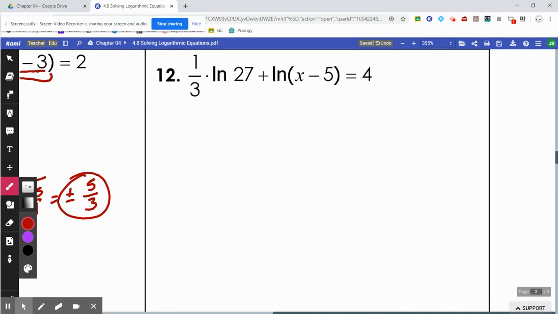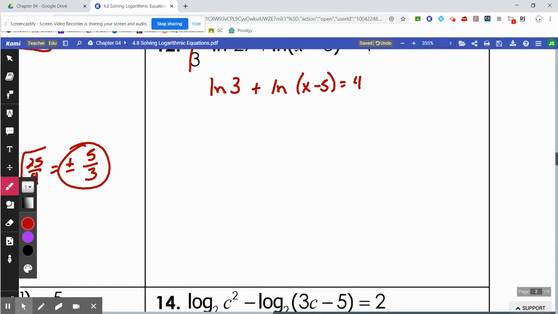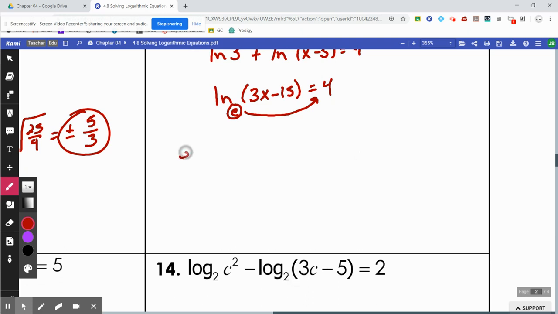Number 12. Let's condense these logarithms. First step, the 1/3, let's move it up to an exponent. And 27 to the 1/3 power is the cube root of 27 to the first, which is simply 3. So this would be the natural log of 3 plus the natural log of x minus 5 is equal to 4. We're going to condense these using our product rule. That would be the natural log of 3x minus 15 is equal to 4. Again, a natural log has a base of e, so when we rewrite this, let's use that. That's going to be e to the 4th is equal to 3x minus 15.